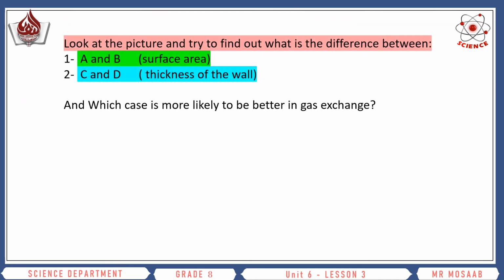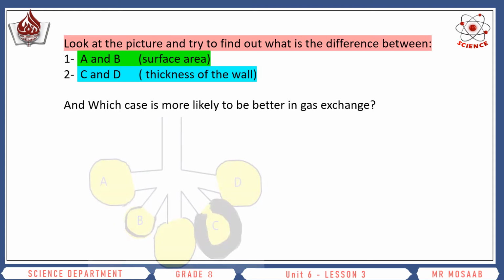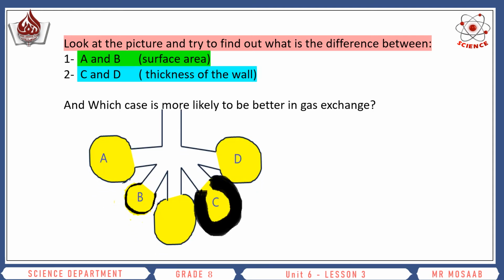Now let's move to the second objective. Here, this is the structure of the alveoli. Okay. What is the difference between alveolus A and alveolus B? What is the difference between both of those, A and B? Can you figure it out?